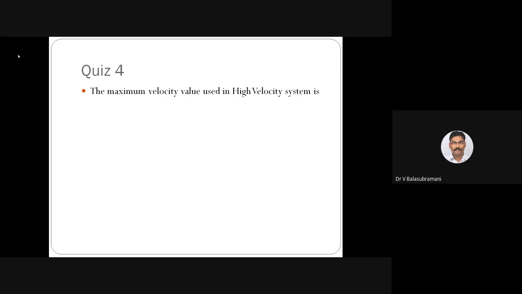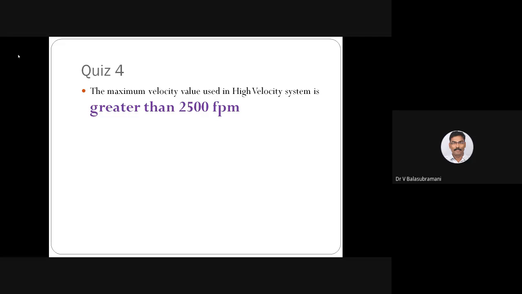Okay, next: the maximum velocity value used in a high velocity system. In a high velocity system, the velocity in terms of FPM, feet per minute. What is the value? 4,000. Above 2,500. Exactly correct. Greater than 2,500, but we have to limit it to 4,000. So greater than 2,500 FPM is the correct answer.